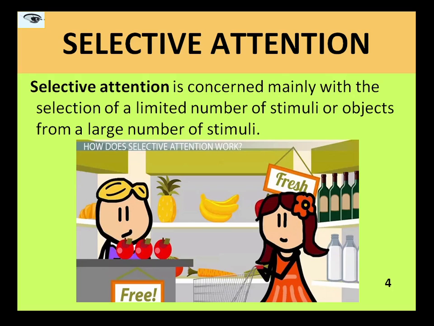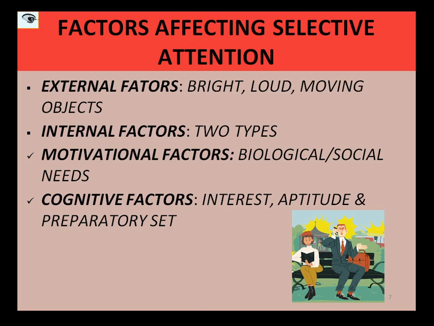So now, coming to the factors, we have around four of them: the external factors, the internal factors, the motivational factors, and the cognitive factors. Please note, motivational factors and cognitive factors come under the internal factors. They are actually the two types of internal factors, but essentially, in the broader sense, we have these four major factors.